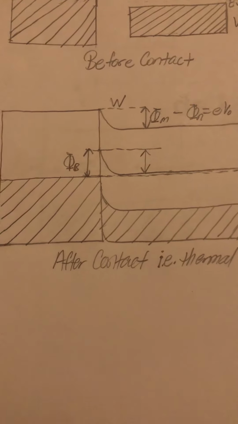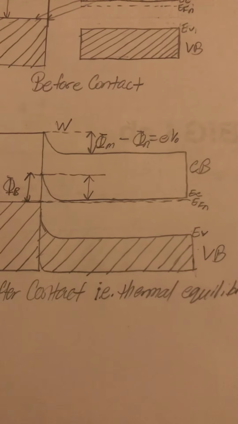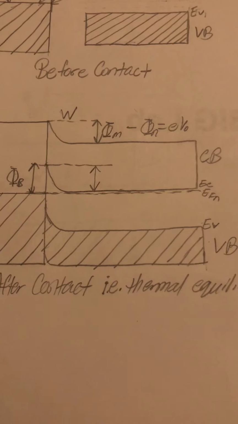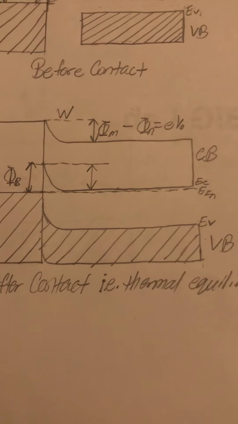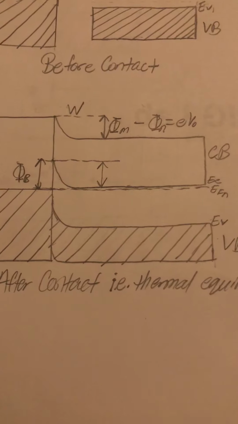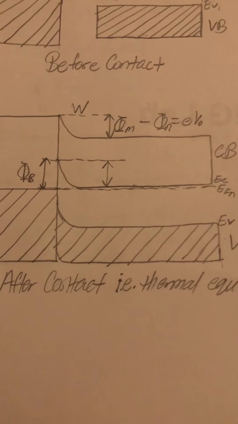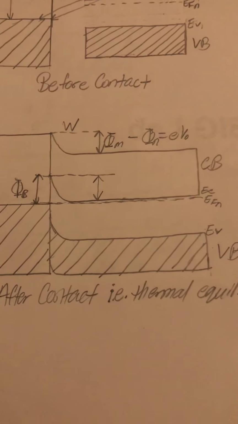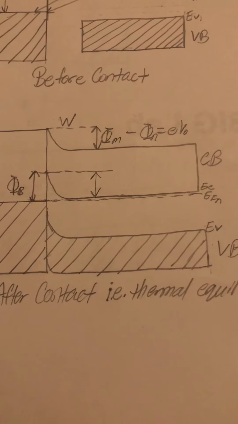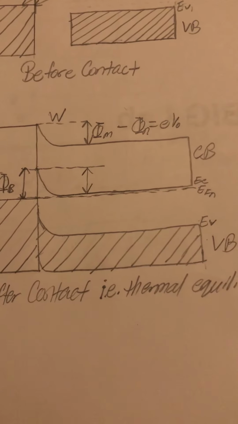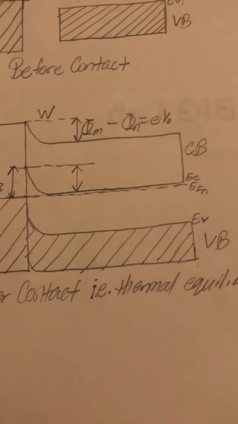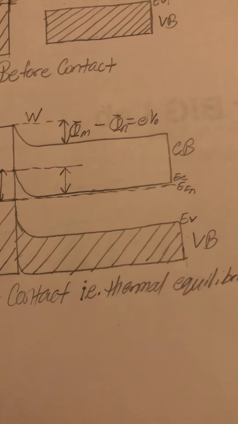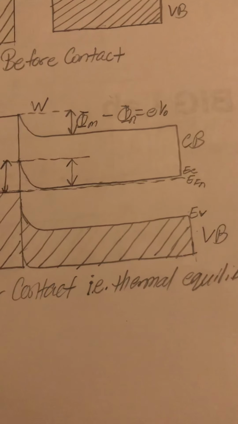The subscript V0 in the right hand corner, my bad, is the difference between the two work functions. Computationally, it is the difference between the two work functions of the metal and the semiconductor, with V0 being defined as the contact potential or the built-in potential.